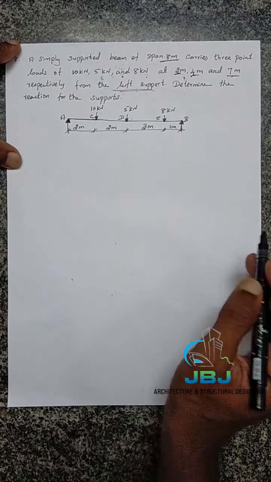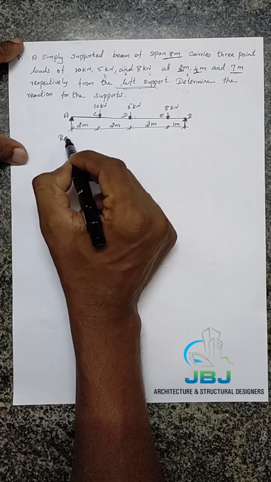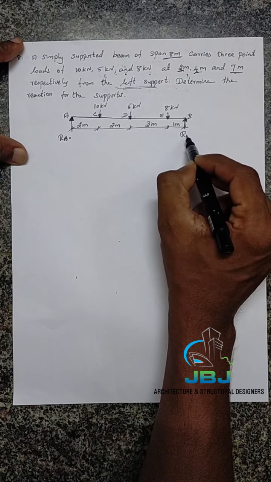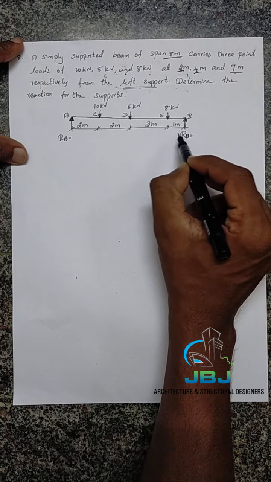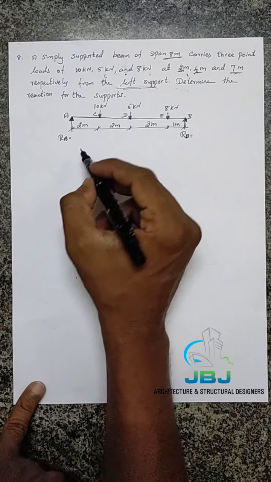What should we find? We should find the reaction at the support. What does reaction mean? RA. What is RA? Here RB. What is RB? That means the reaction at the support. Actually, how can we work out this problem?